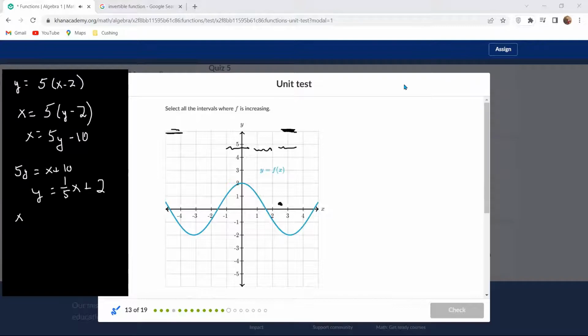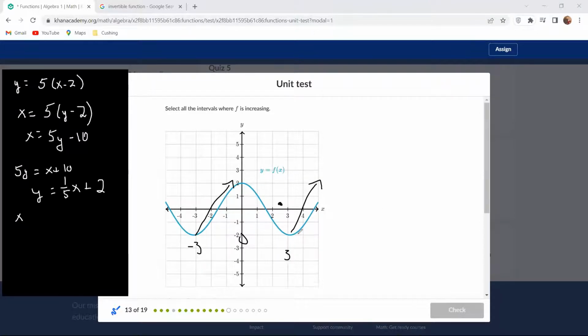All right, it's erase. All right, this is select all the intervals where f is increasing. So the function, you can see it's kind of roller coastering up and down. So where is it increasing? It's definitely increasing here, decreasing here, and then it's kind of increasing here. So anywhere in the -3 to 0 range for the x values, and then from 3 up, as far as we know.